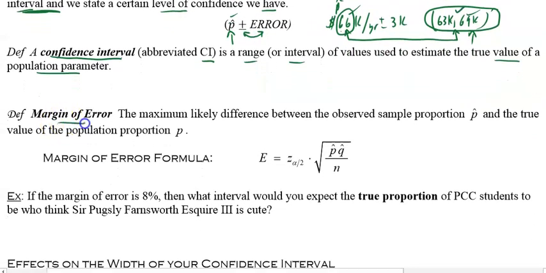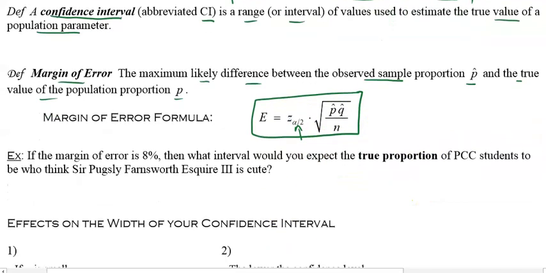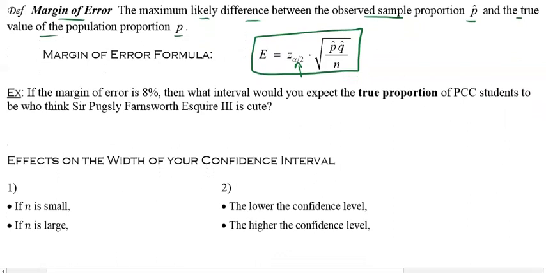A margin of error is like the 3,000 that you give or take. It's the maximum likely difference between the observed sample proportion and the true population proportion. And normally we find the margin of error, from the next sheet on, exactly, depending on the level of confidence. We'll talk about that in the next lecture video.